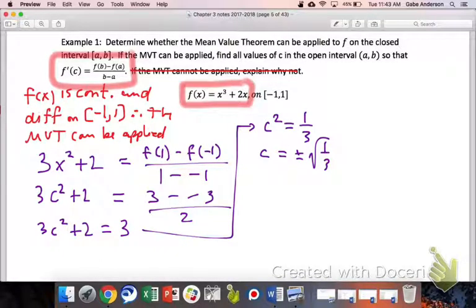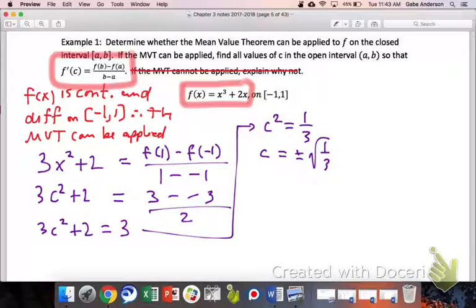Go ahead, Riley. So if the MVT could not be applied, how would you want us to explain that? So yeah, you'd have to have some proof for it, right? So maybe the function was not a cubic, maybe it was something more complicated, and you did some kind of analysis and you're like, oh my gosh, look, it's not continuous on the interval. What you would say is MVT can't be applied because f of x is not continuous at 0. And you'd have to have work to back that up. You can't just make something up, right? You have to have some analysis to back up what you're saying.